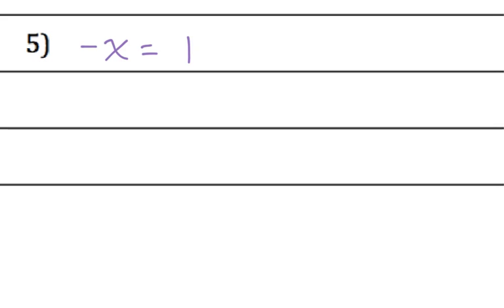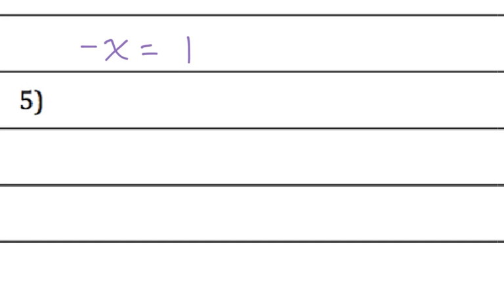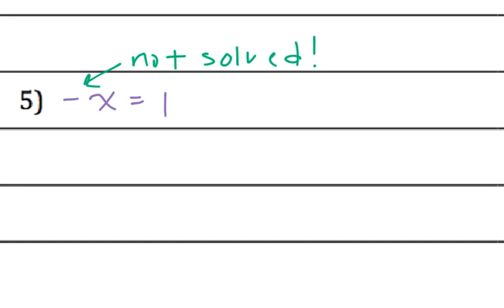Well, this is not solved for x. In order to be solved for x, you have to only have x. So let's make a little note here in pencil. Let me rewrite this and make a note that says "not solved." And hopefully that's clear to you that you can't have negative x equals 1. You have technically not solved for x, you have solved for negative x, and that's not going to help us.